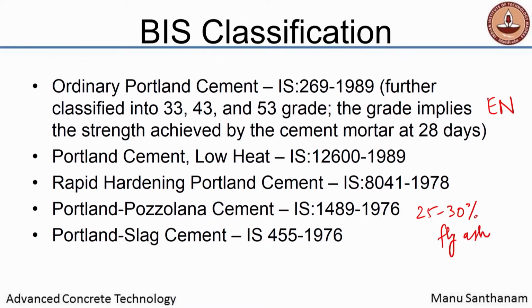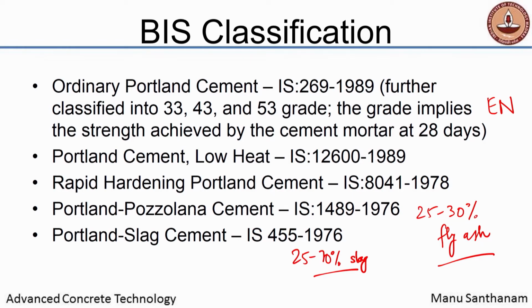And fly ash can be permitted up to about 35% of the cement clinker. But in most cements, I would say fly ash content is between 25 and 30%. You permit about 25 to 30% of fly ash to be used as a replacement of cement clinker. Now, Portland slag cement again is similar to what we saw earlier with the ASTM type 1S. So, here we have 25 to 70% slag permitted as a replacement for the cement clinker.